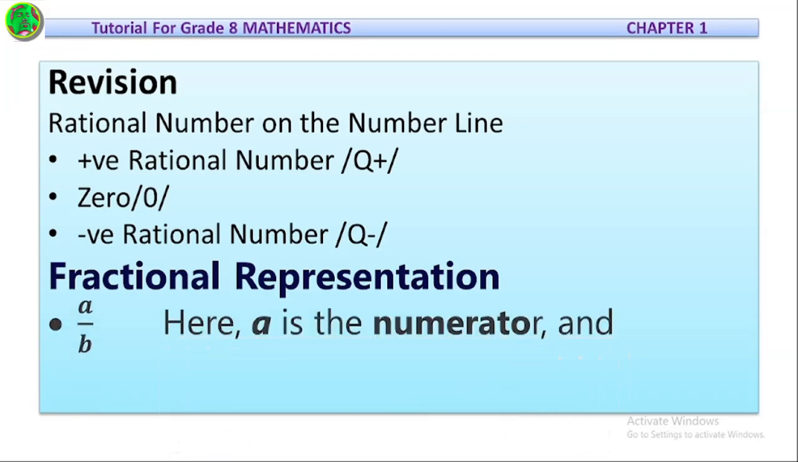A fractional representation. To accept a given number as a fraction, the fraction must have two numbers, a over b, a and b. A is the numerator, b is the denominator.